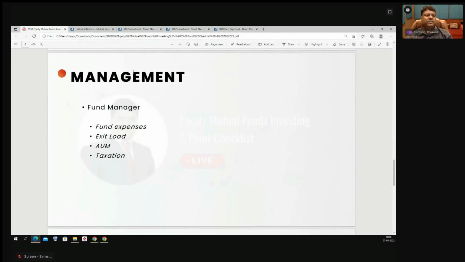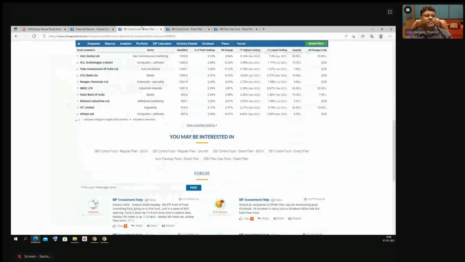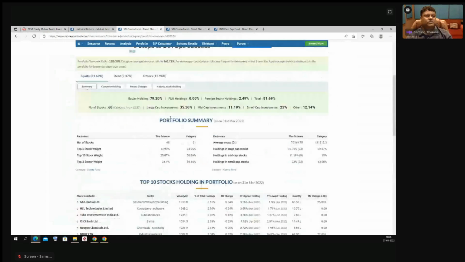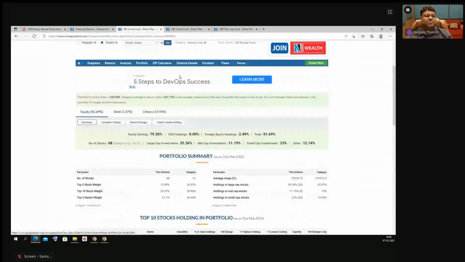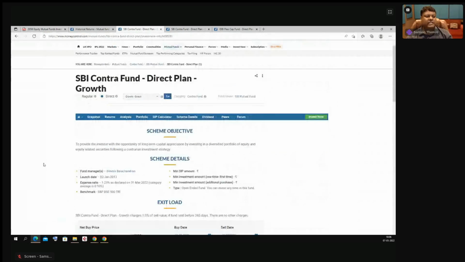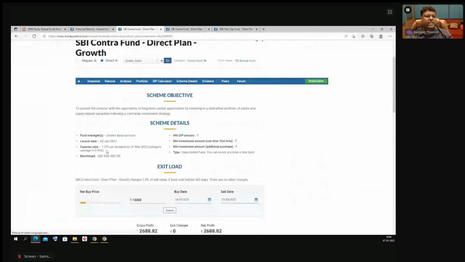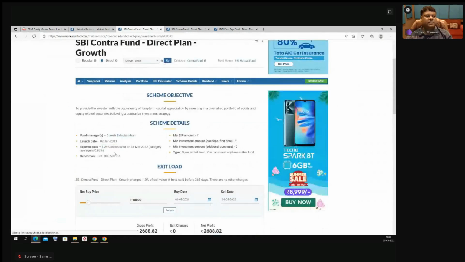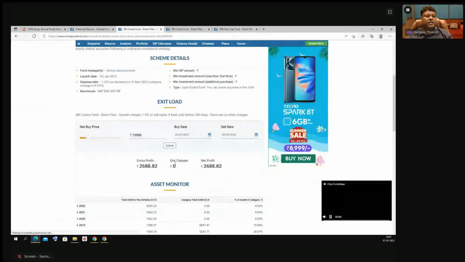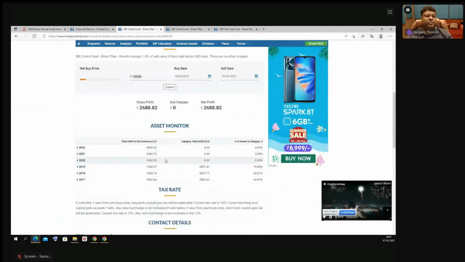And lastly, we want to look at the management. Who is managing the fund? What is the expense ratio? This is 1.29% here. Category average is 0.93. So the expense is a bit higher than the category. What is the exit load? And AUM, assets under management. What is the AUM? What is the size of the fund?